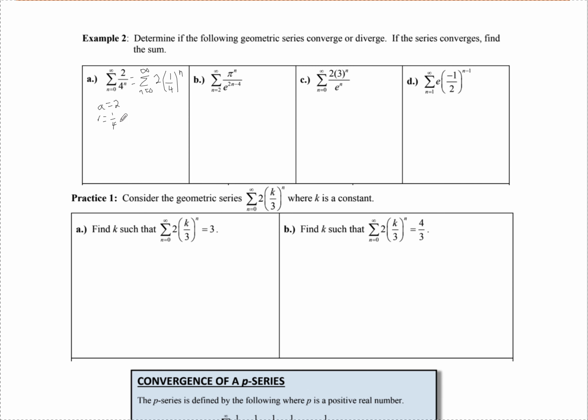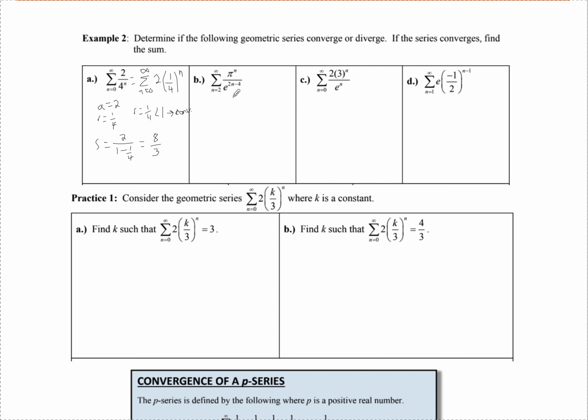No major problems there. So we can say that r equals 1/4, which is less than 1. Therefore, it converges. I'm abbreviating a lot of stuff today, but you would want to write all this stuff out. Then our sum is going to be 2 over 1 minus 1/4. You could spend the time to clean that up to 8/3 if you wanted to, but I wouldn't. I would just leave it there.